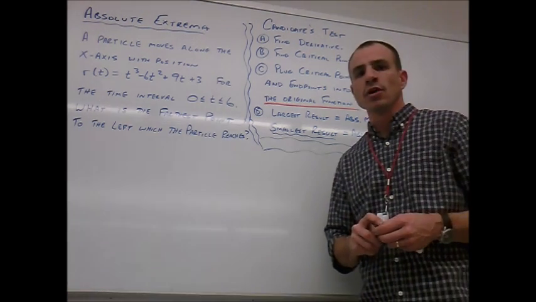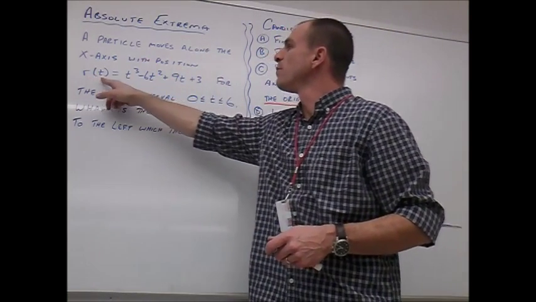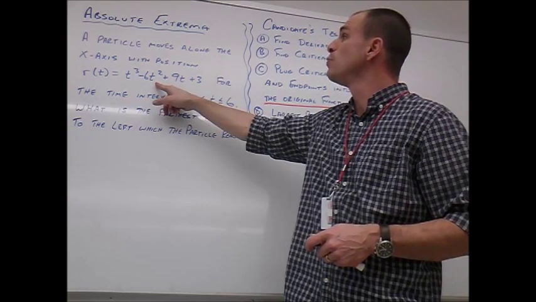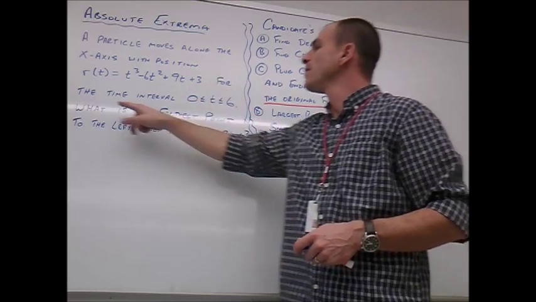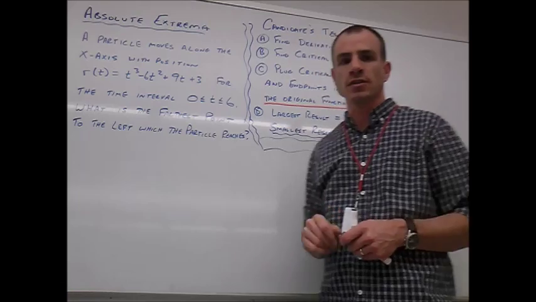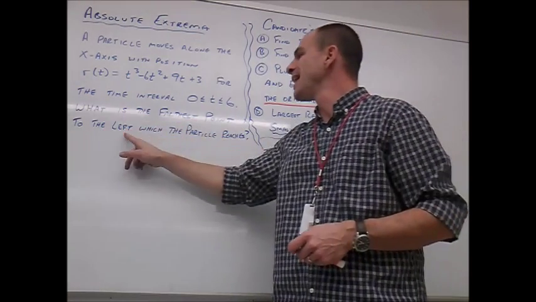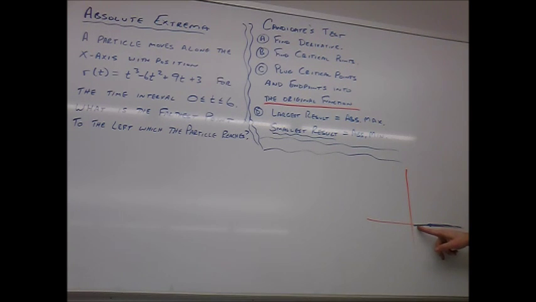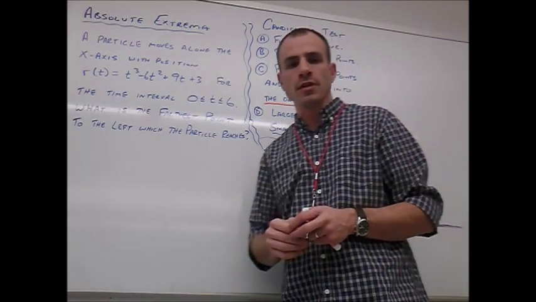The question says a particle moves along the x-axis. Its position is given by the function r of t, which is equal to t cubed minus 6t squared plus 9t plus 3, and this happens for the interval from 0 to 6. All right, t is from 0 to 6, and the question is, what is the furthest point to the left which the particle reaches? How far to the left does that particle go during the interval where t goes from 0 to 6?